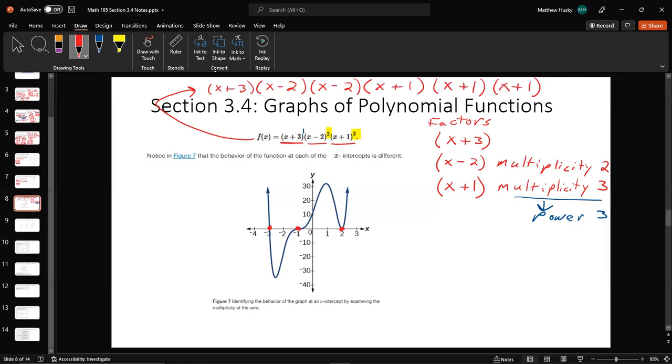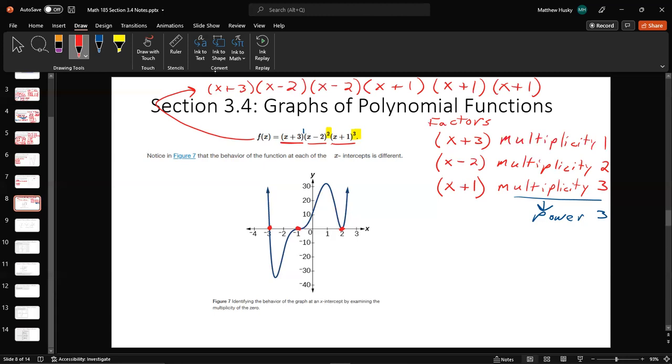Now, since the x plus 3 only shows up one time, the power would be 1. And fun fact, raising something to a power of 1 doesn't actually do anything. It's just the exact same thing. But strictly speaking, for those keeping track, this would have a multiplicity of 1, for those playing the home game. So there you go. That's a multiplicity of 1.